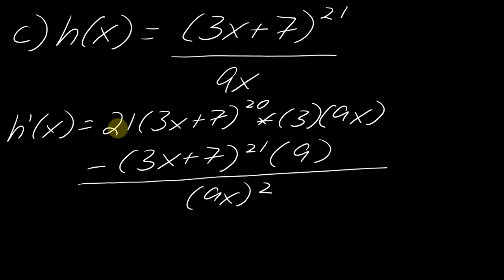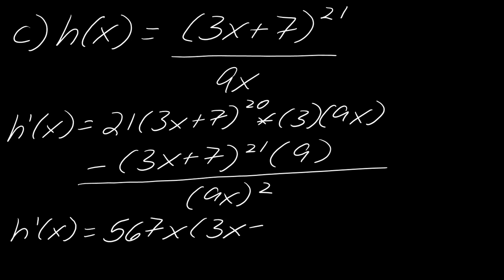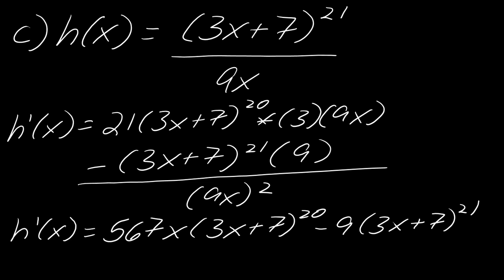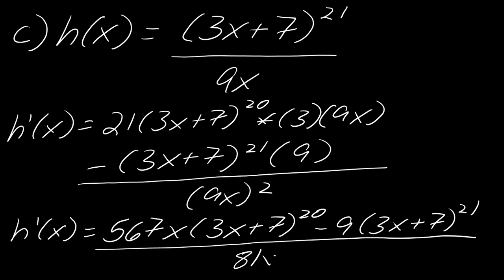So in this particular case, probably the first thing that I want to do is multiply all these numbers together. So let's see, 21 times 3 times 9 is, let's see, this will be 567x times (3x + 7)^20 minus 9 times (3x + 7)^21, all of this over 81x squared. All right, so here's the deal.